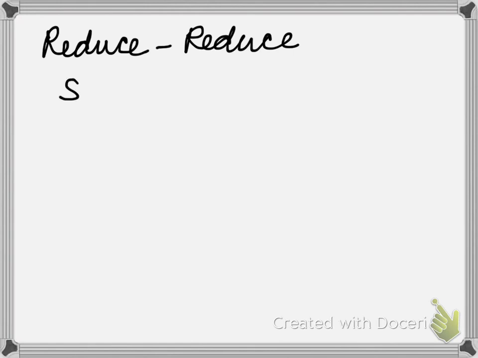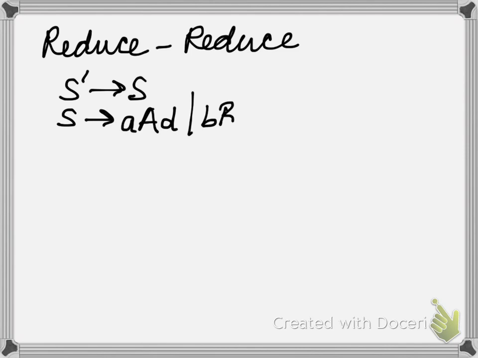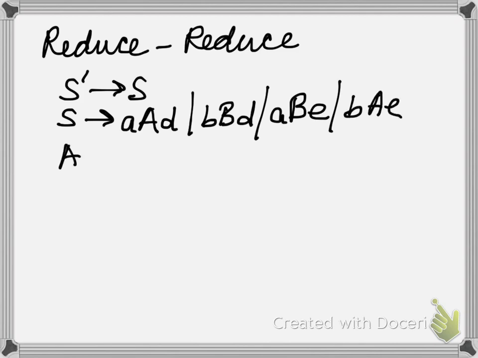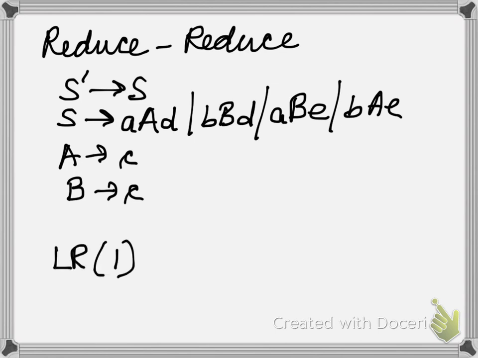So I have a grammar here: S derives A D, B D, A B E, and B A E, okay. Then A derives small c, B derives small c. Okay, so this is the grammar, and I'm telling you that this is an LR1 grammar. So you can draw the item sets and you can see if there are any shift reduce or reduce reduce conflicts in it. You will not find it. So again, don't just trust me blindly. Work it out and find out the item sets.